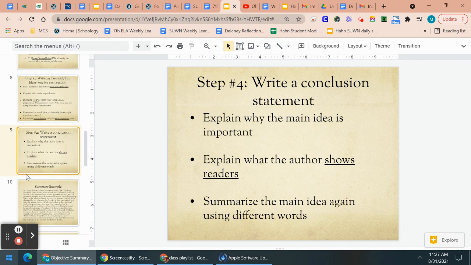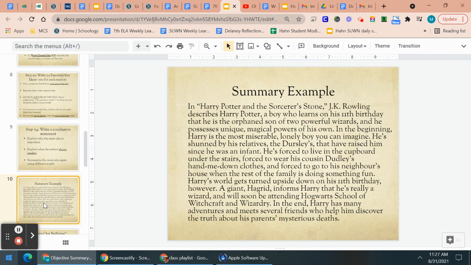Now I'm going to show you an example summary. This is actually from Harry Potter, the first book. It's not from an article, so your summary will look a little bit different because yours will be from a news article. But this would be a good summary of just the most important ideas from the first Harry Potter book, Harry Potter and the Sorcerer's Stone.